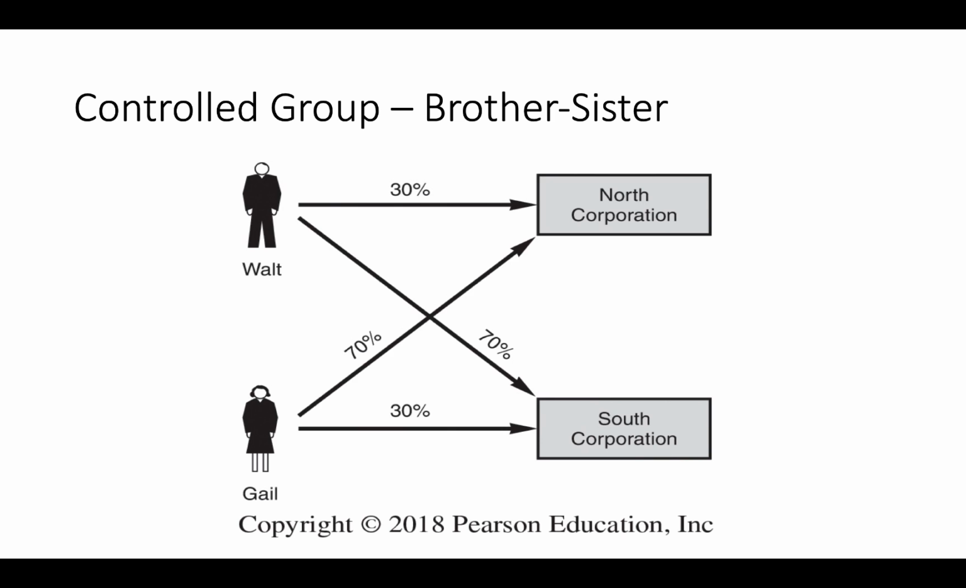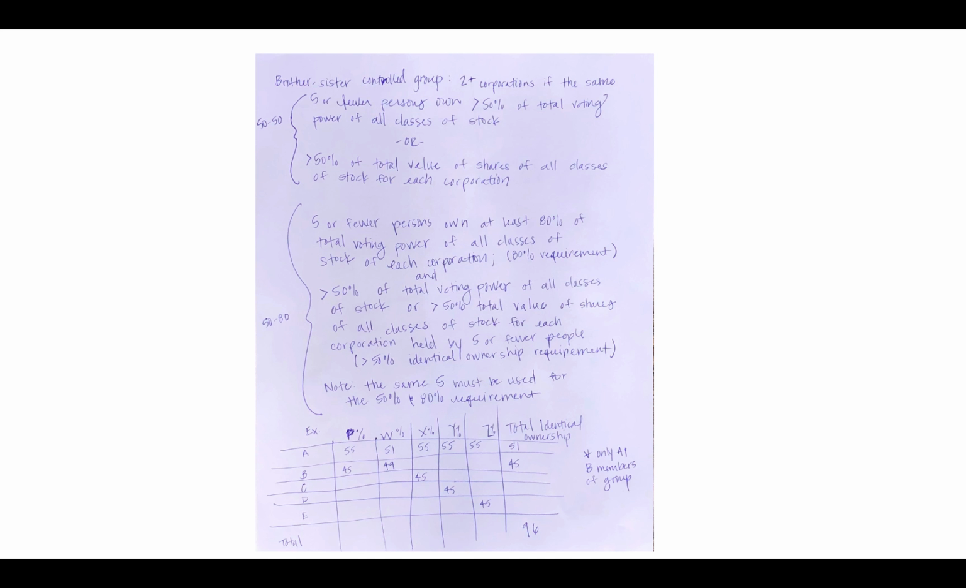All right, the next type of control group we're going to talk about are brother-sister control groups, and I think these are a little more difficult to understand, and I'm going to go again to the regulation language here. So first of all, there's two types of tests. There's the 50-50 test and the 50-80 test. Depending on which tax provision I'm talking about will depend on which test is going to apply.